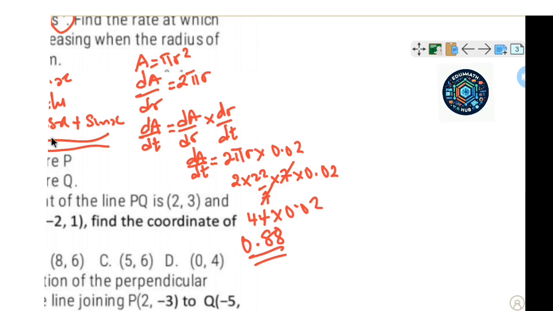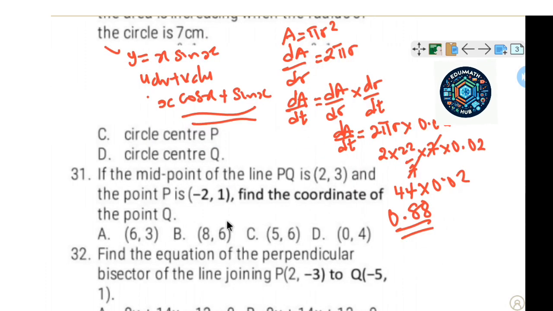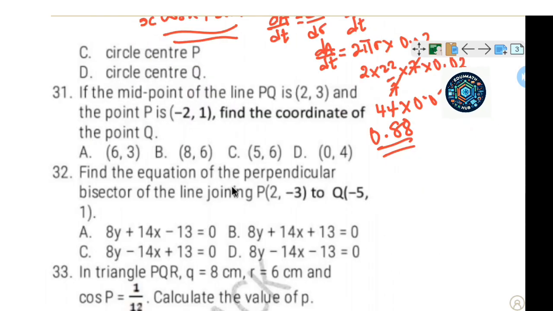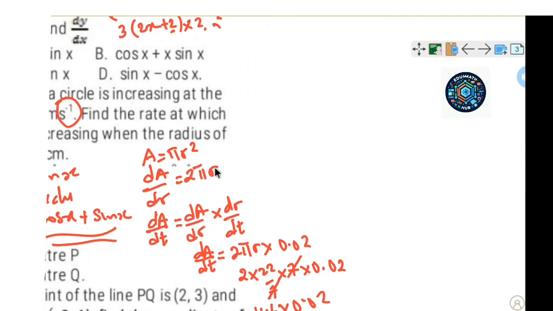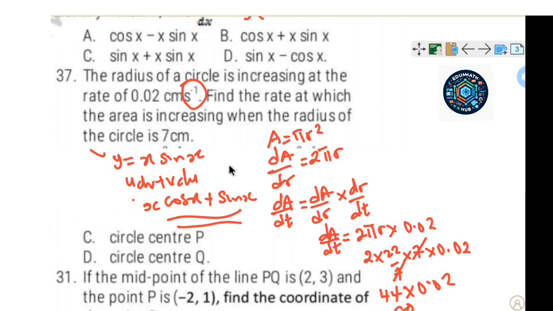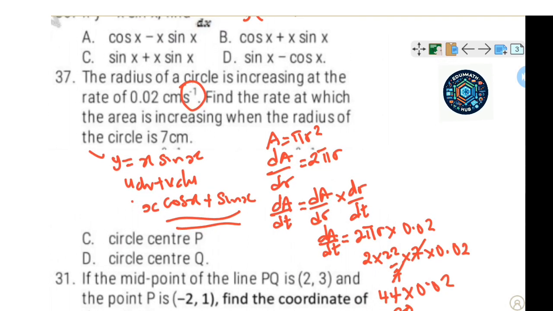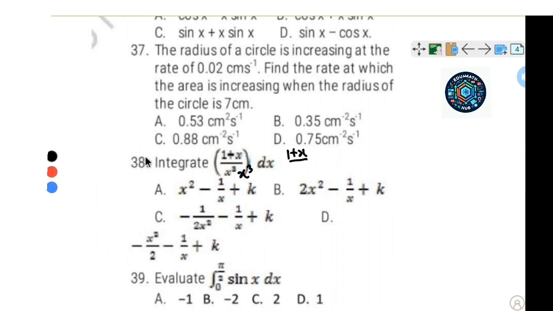So go to your option and check. So when you check your options, you see the answer here, 0.88. This is the answer to question 37. Now we move to question 38.